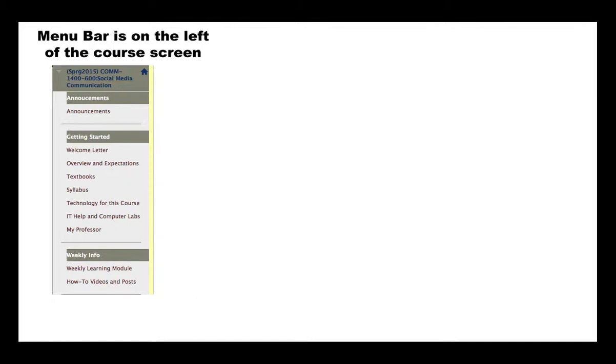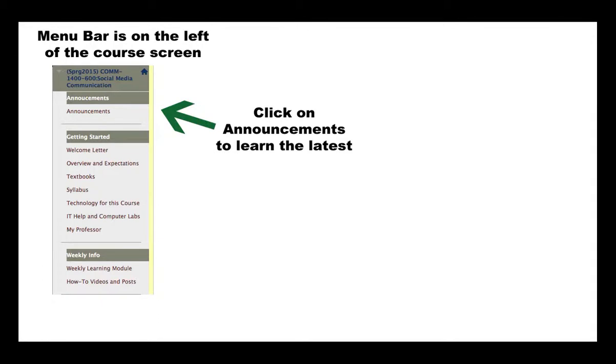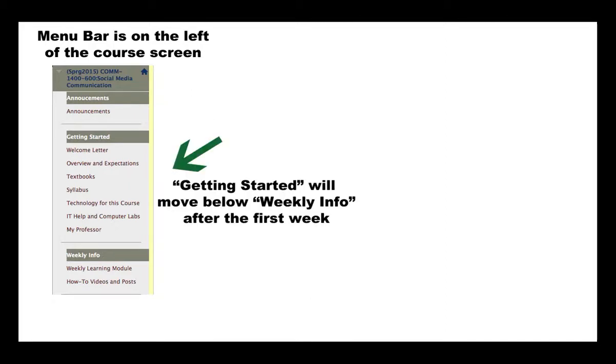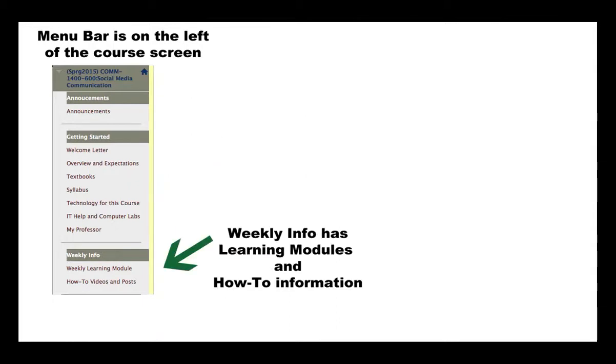First, you'll notice the menu bar is on the left of the course screen. At the top are our announcements. Click on those to learn the latest throughout the semester. In second place, during the first week, will be Getting Started sections. That'll help you to get acclimated to Blackboard and this course. Weekly info will move into second place after the first week. So go ahead and click on Weekly Learning Modules.